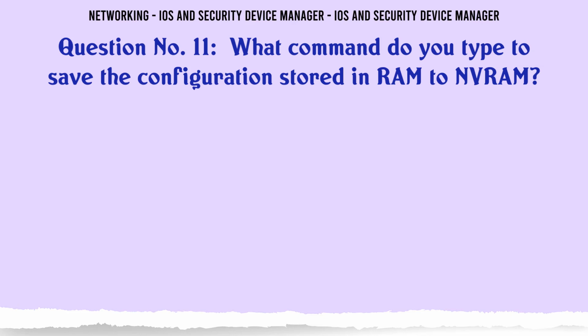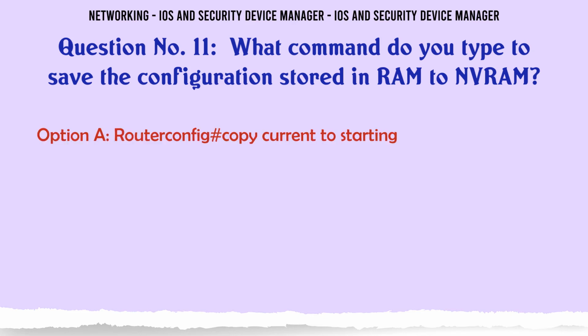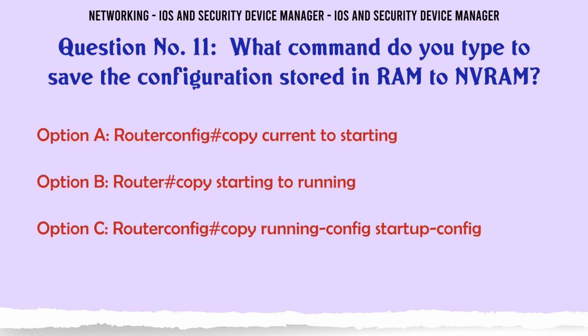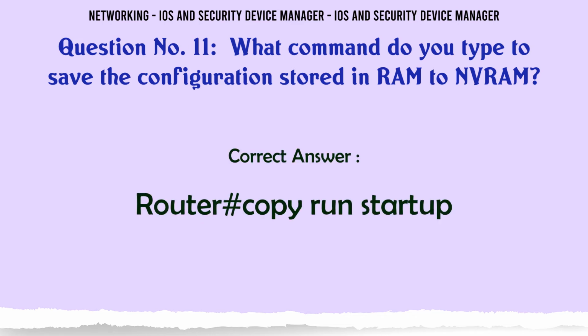What command do you type to save the configuration stored in RAM to NVRAM? A. Router config copy current to starting. B. Router copy starting to running. C. Router config copy running config startup config. D. Router copy run startup. The correct answer is router copy run startup.